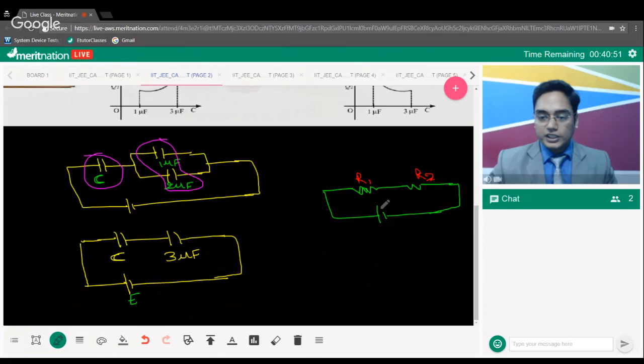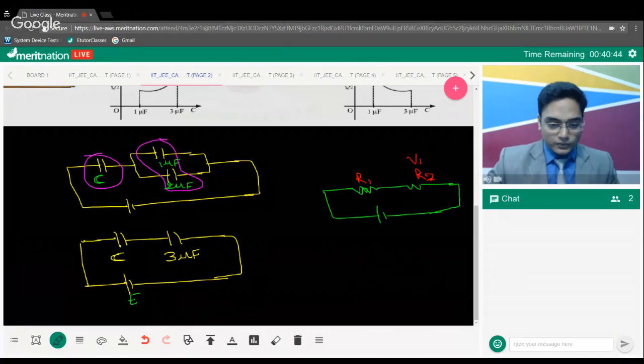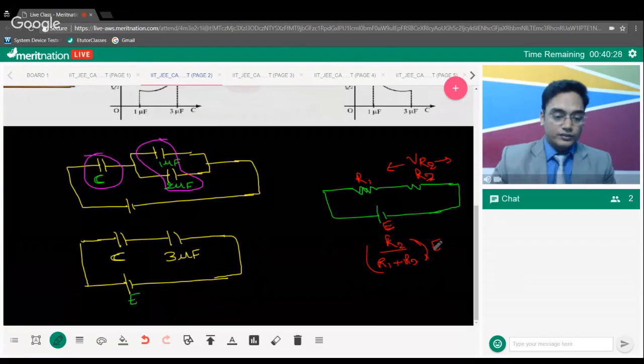This is a JEE session, Abdul. This is a question I've taken based on JEE Mains. So the voltage across R2, we can directly write this expression: R2 upon R1 plus R2 multiplied by the supplied voltage E. This is in terms of resistors.